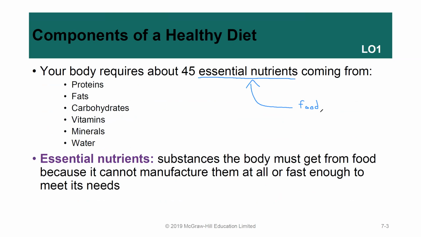Now, some of these things we can build ourselves, but we need to have the ingredients to build them. So for instance, proteins, fats, carbohydrates, some vitamins we can produce ourselves. Some minerals, we can't produce minerals ourselves because they need to come from our diet, and water has to come from our diet as well. But some of these bigger things we can actually make ourselves, but we need to have the ingredients needed to make them.